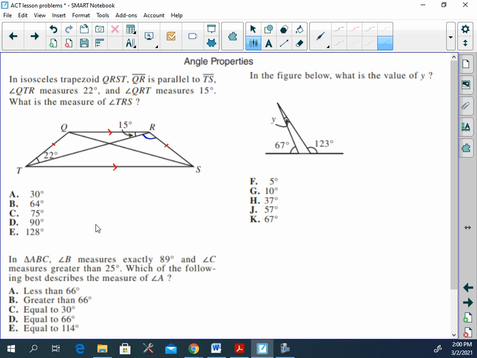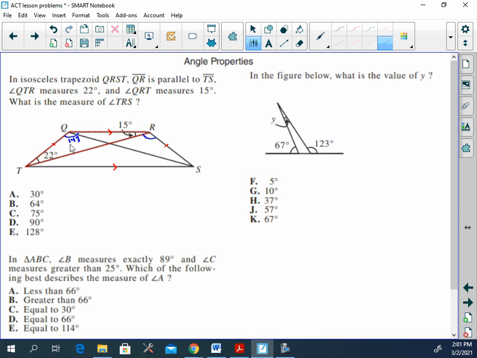So first thing I'm going to do is try to figure out what this angle is. And how I can do that is by taking this triangle here, because I already know two of the angles in this triangle. And you should know that in a triangle, the angles add up to 180. So if we take 180 minus the 22 minus that 15, we get 143 for this.